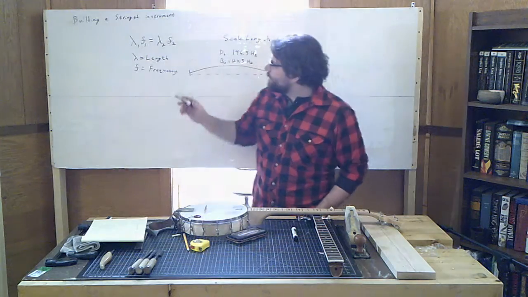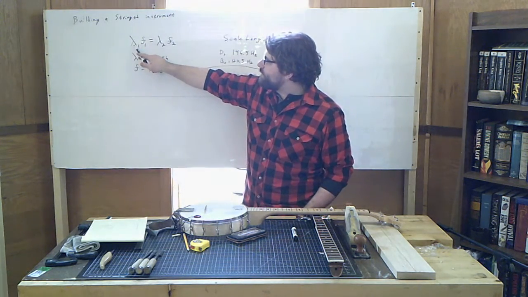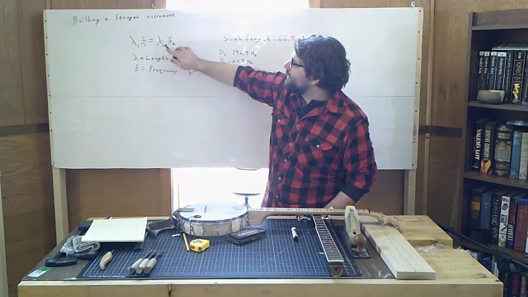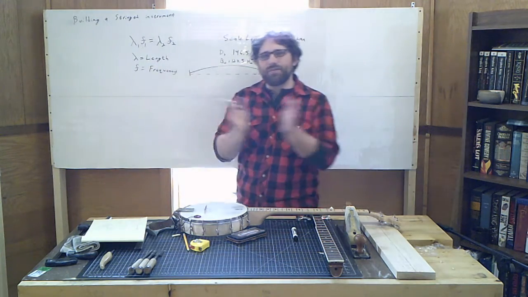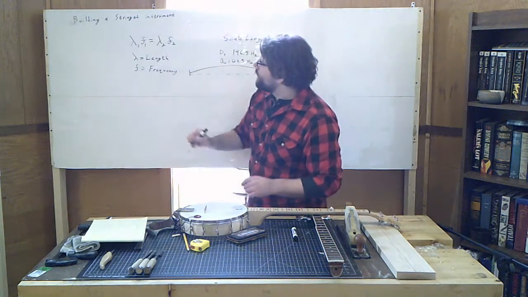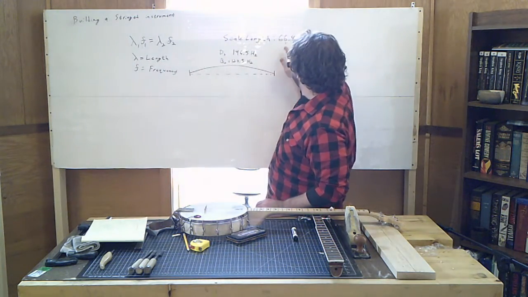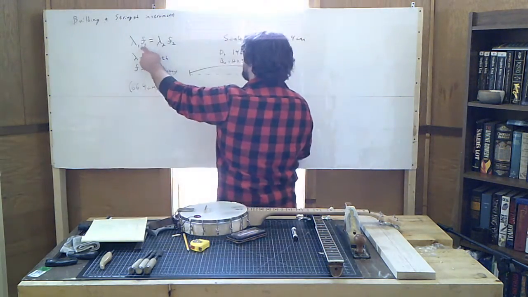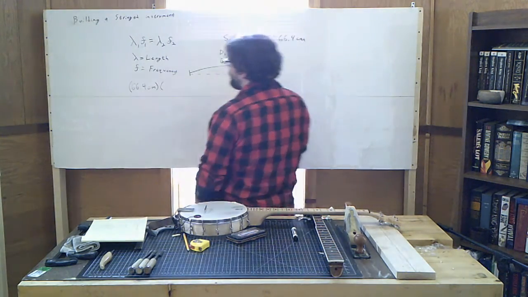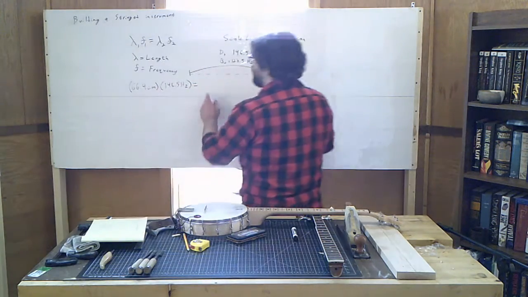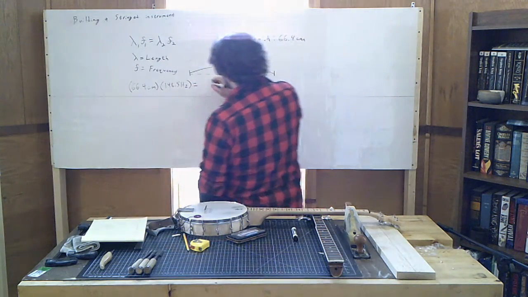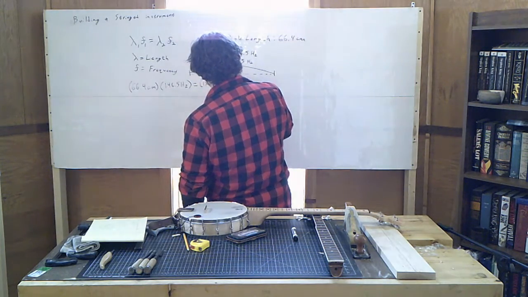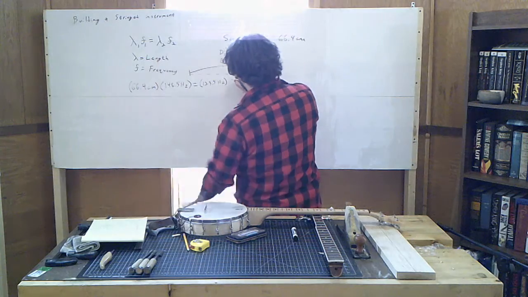Okay, so the equation I'm going to use is going to be the length times the frequency is going to be equal to the second length times the second frequency. So these are going to have the same ratio, okay? So my first length is 66.4 centimeters times my first frequency of 146.5 will be equal to 123.5 times the second length.